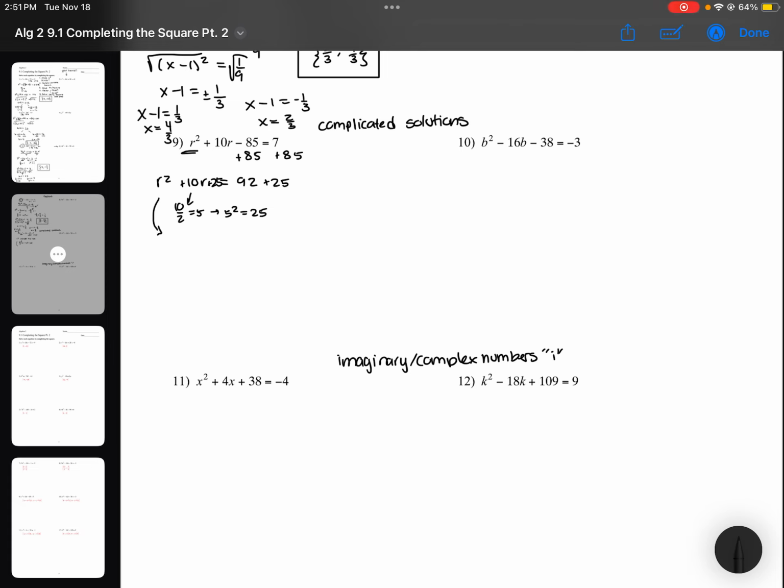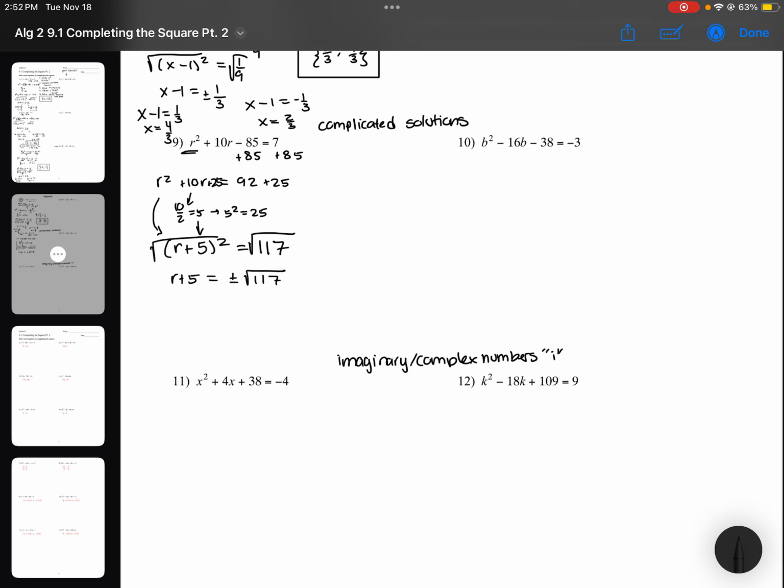I now want to factor this side. We're going to get r plus whatever number we found here, 5, squared, equals whatever 92 plus 25 is. That's going to give us, what, 117, I believe. All right, at this point, square root. We have r plus 5 equals positive or negative square root of 117.